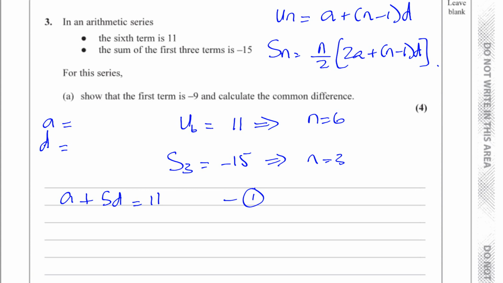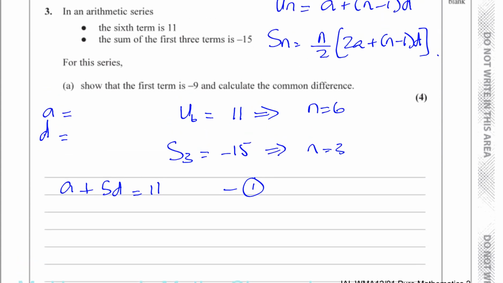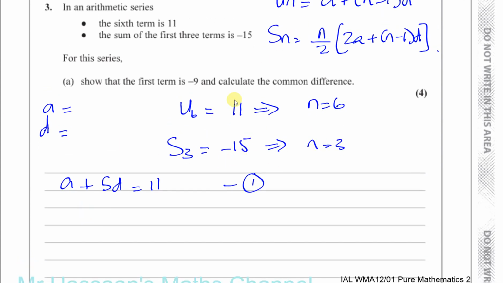And then taking the fact that the sum of the first three terms is minus 15, we can say n over 2, so that's 3 over 2 times 2a plus n minus 1, so that's 2d, is equal to minus 15. Now this equation we can actually simplify. We can multiply both sides by 2 and divide both sides by 3. That will be easier because this is divisible by 3.